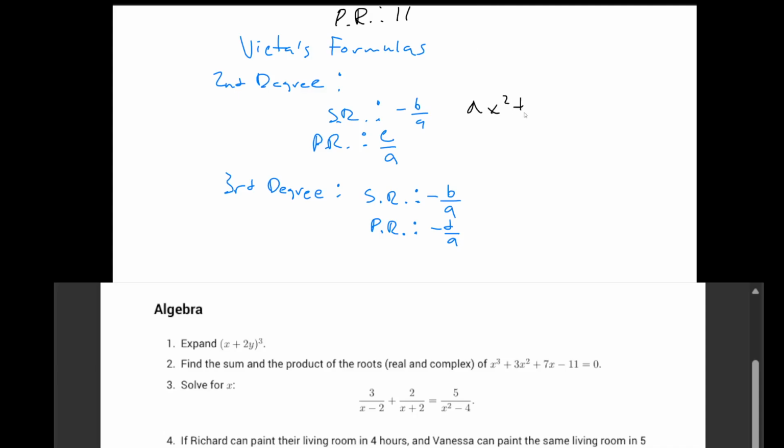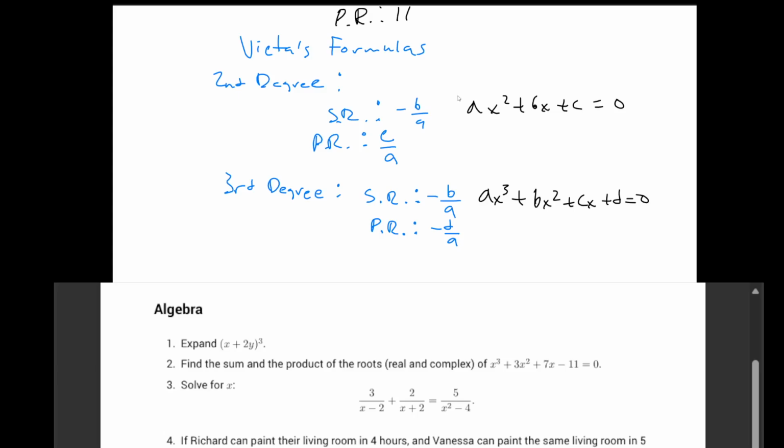If you're confused, remember, the quadratic is ax squared plus bx plus c equals 0, and the cubic is ax cubed plus bx squared plus cx plus d equals 0. So in other words, the c here is the constant for the quadratic, and the d here is the constant for the cubic.